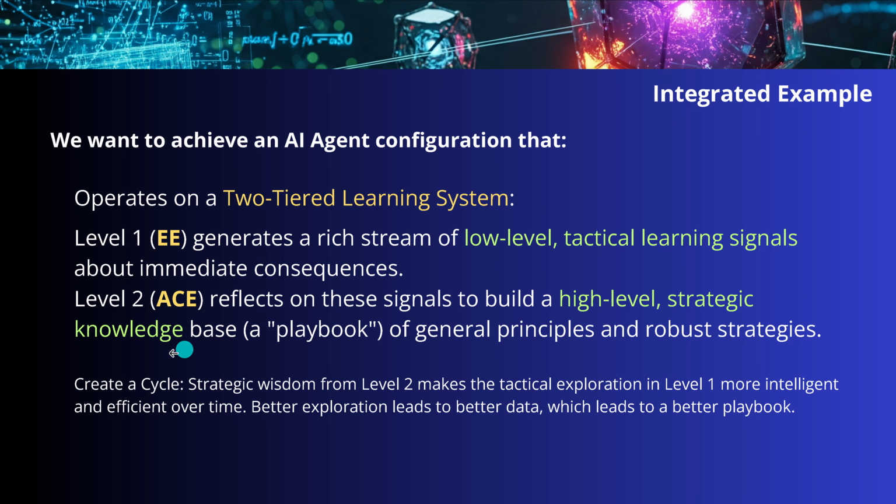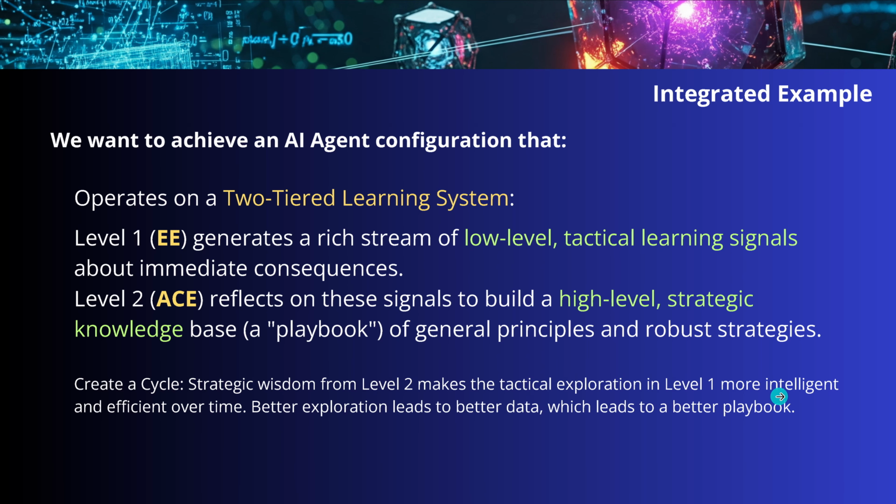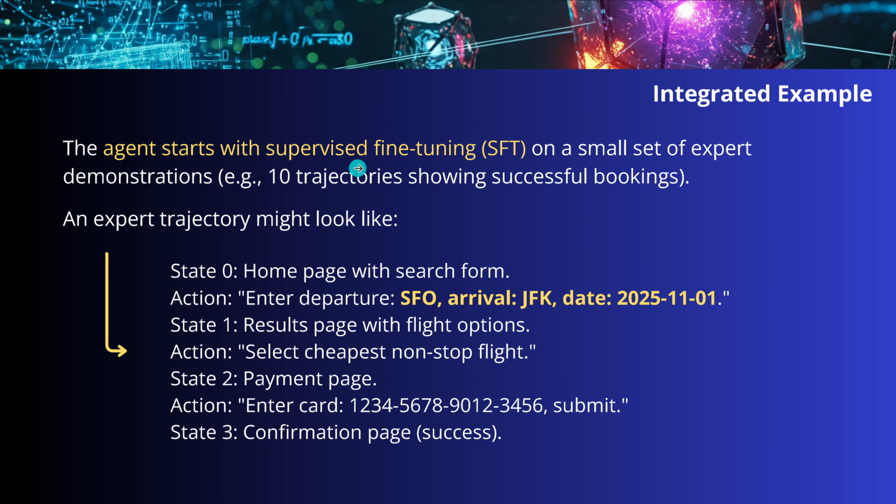Of course, we can build now a cycle. Strategic wisdom from level 2 makes the tactical exploration in level 1 much more intelligent and efficient over time. And better exploration leads to a better data structure, which leads again to a better playbook. So you see, self-reinforcing beauty. Let's start. We have now an agent.